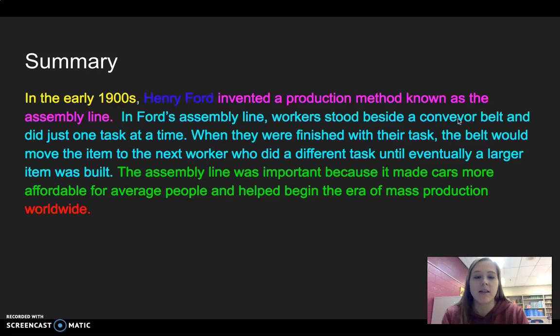So as you guys can see here, I did not copy anything word for word from the text. I put it all in my own words. I kept it short. I only have a few sentences here. And I have all the important information, the who, what, when, where, why, and how.